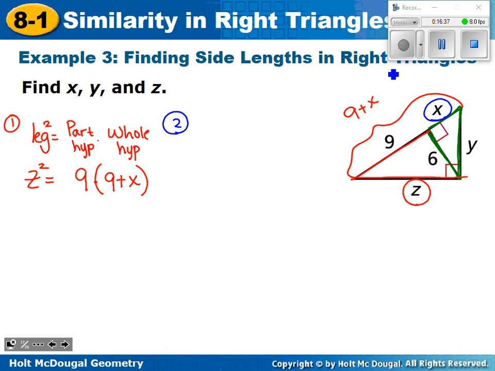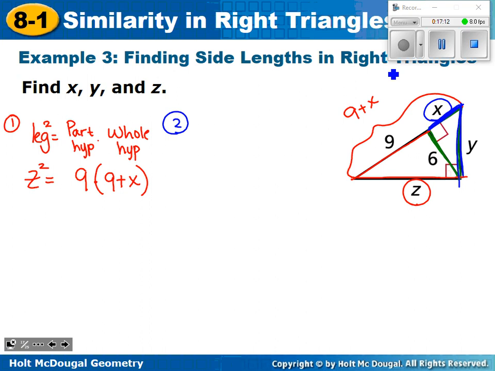Now, to find x, you've got two options. It's part of the hypotenuse, so it's in the first formula, part of the hypotenuse, but it's also in the second formula, part of the hypotenuse adjacent to the leg. So you've got to decide which one of those is going to help you find x. If this is part of the hypotenuse, what's the leg that it's adjacent to? Y. So would it be helpful to use the leg one? No, because we don't know y, right? So it's probably better to use the altitude version.